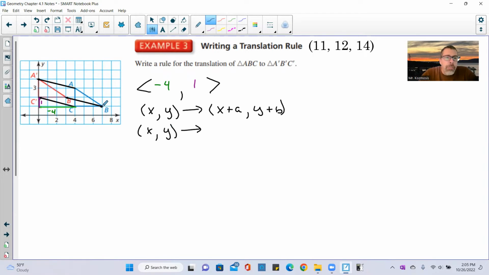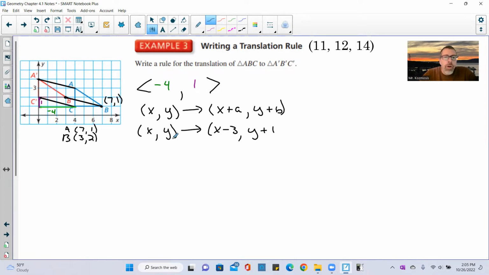So for example, point B is at the point 7 comma 1. And B prime is right here at the point, I'll write it down here because it's getting cluttered. That is the point 3, 2. So B is 7 comma 1 and B prime is 3 comma 2. So in order to get from 7 to 3, we had to take that x, which is 7, and subtract 3. In order to get from 1 to 2, that's our y, we had to take that y, which is 1, and add 1 to get to 2.